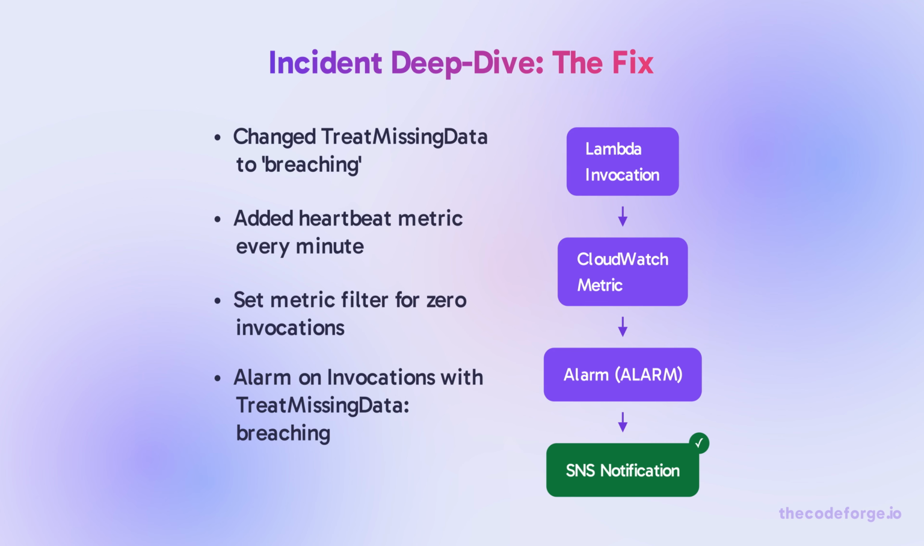Second, add a heartbeat metric. The Lambda publishes a custom metric every minute, and an alarm on missing heartbeat pages immediately. Third, set a metric filter to count invocations and alarm on 0 for 10 minutes. Now silence always means failure.